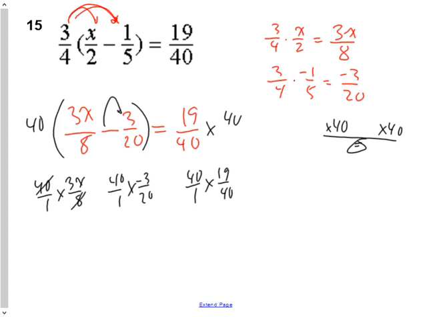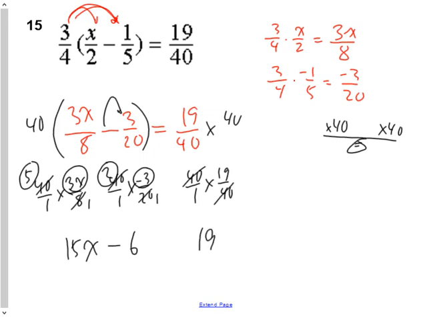40 over 8 cross-reduced will be 5 over 1. When I multiply 5 by the other numerator of 3x, I get 15x. When I cross-reduce here, I get 2 over 1. Multiply this numerator by the negative 3, I get negative 6 over 1, or just negative 6. And when I multiply this out, I get 19, or equals 19.